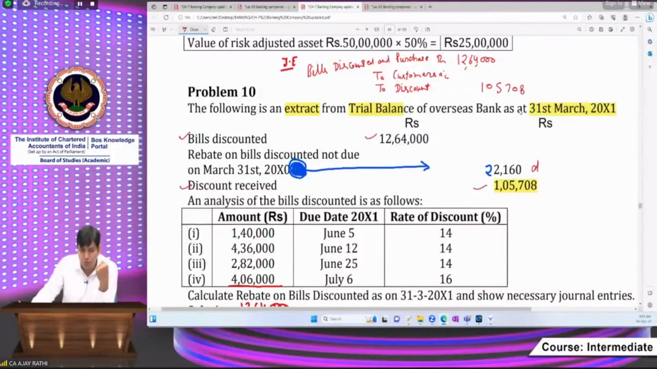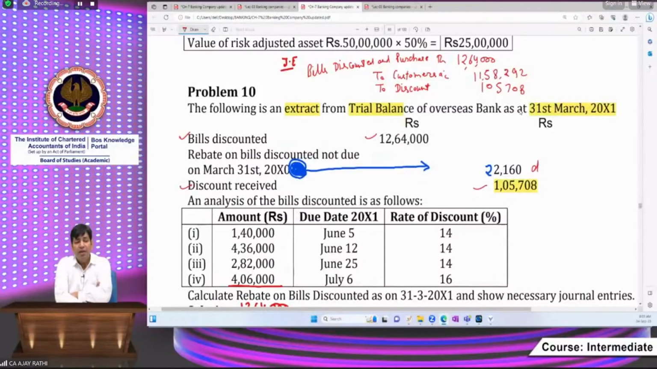1,05,708. Okay, due to the video lagging, I got disconnected. Anyways, how much discount has been credited? 1,05,708. Can you please tell me what the amount is there? 1264 minus 1,05,708. So beta, this is the amount: 115,892. This is the amount which has been credited to customers' accounts on different dates.